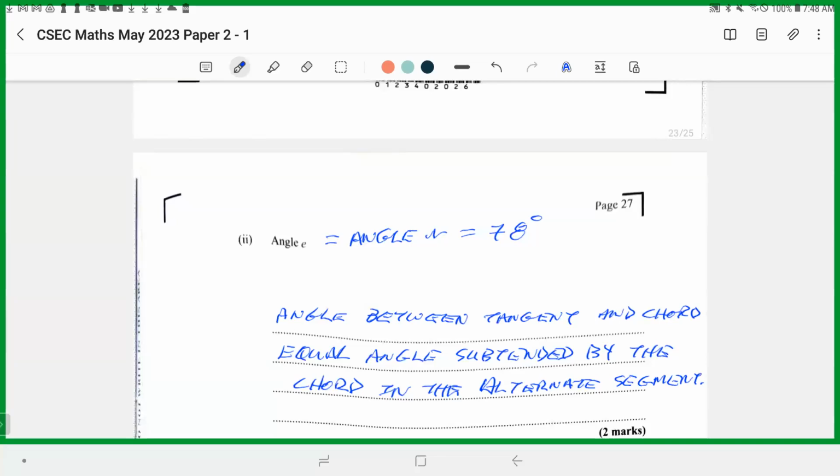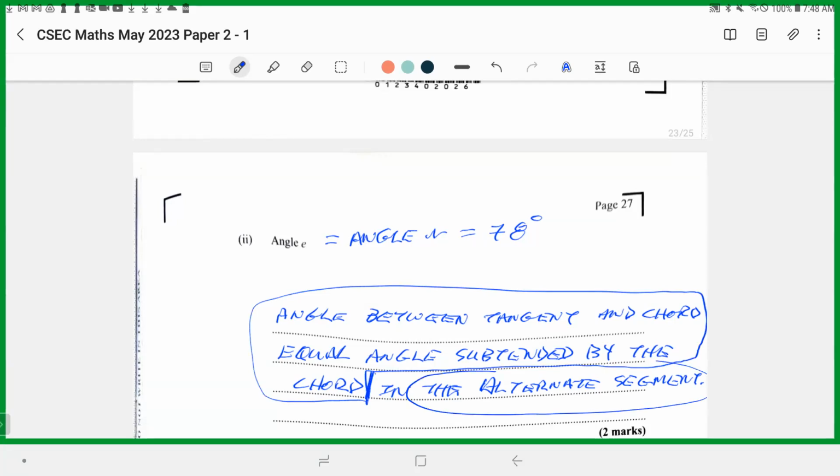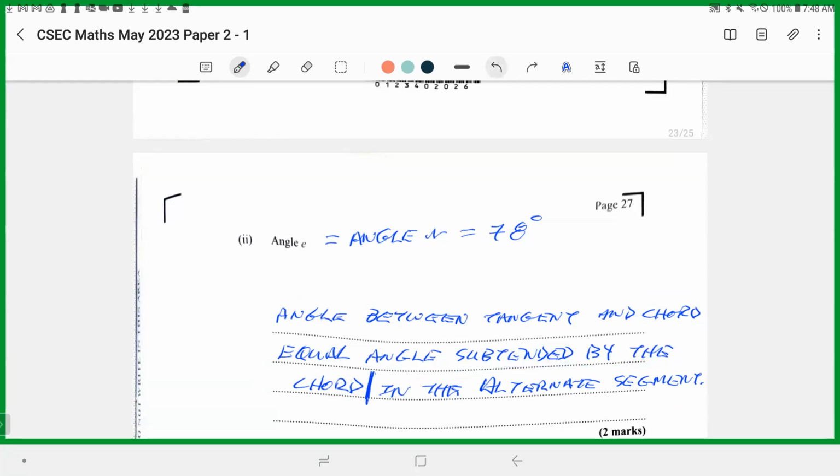That is it, right? At the circumference in the alternate segment. But even if you stop this explanation right here, angle between a tangent and a chord equals angle subtended by the chord, if you just write like this, they'll give you the marks, right? But sometimes it's good to say in the alternate segment. But that is it, right? We'll have indicated the correct reason there.